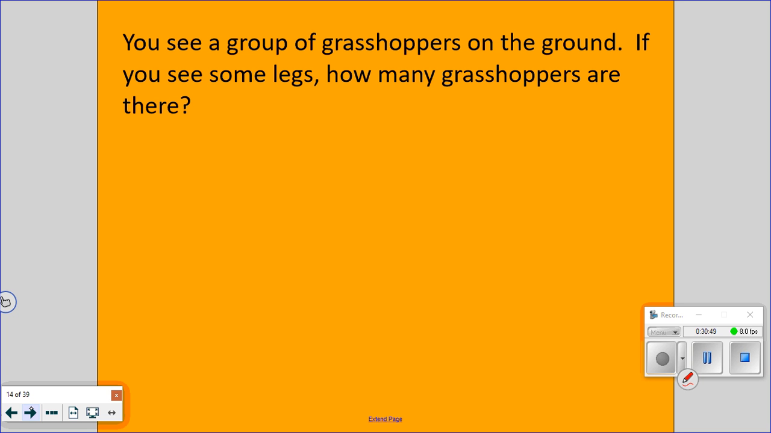Leah, what are you wondering? How many grasshoppers there are, so I know what legs to count. Yeah? Samara? Sure. How many are in this group? That might be helpful to know. Archer? I probably need to know how many legs are even on a grasshopper. Does anyone know how many legs are on a grasshopper?